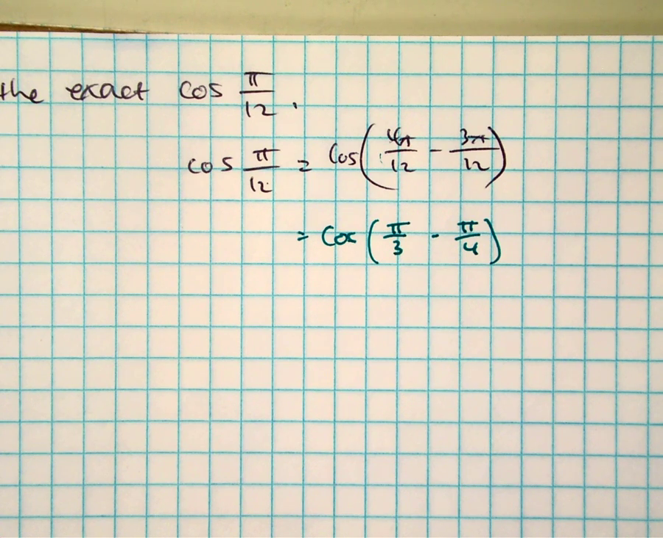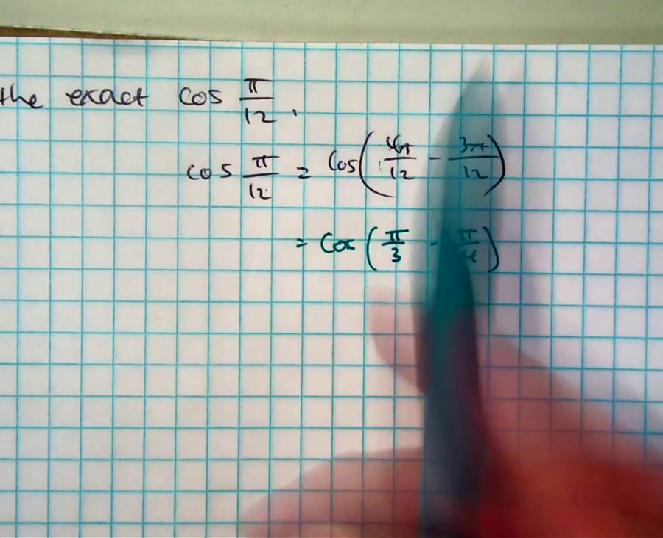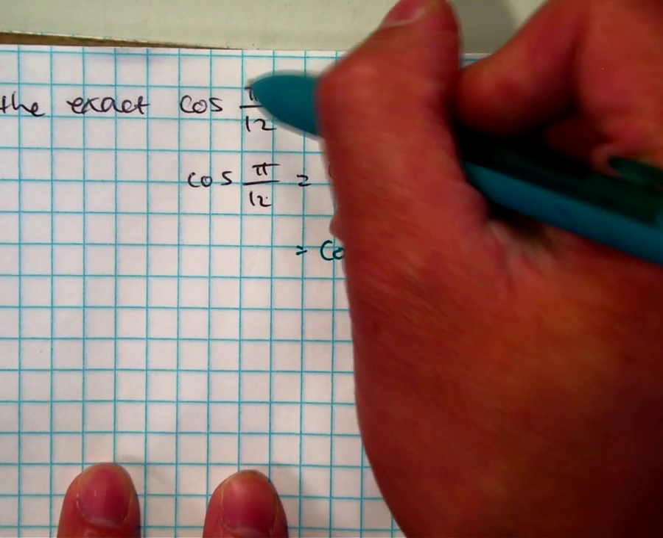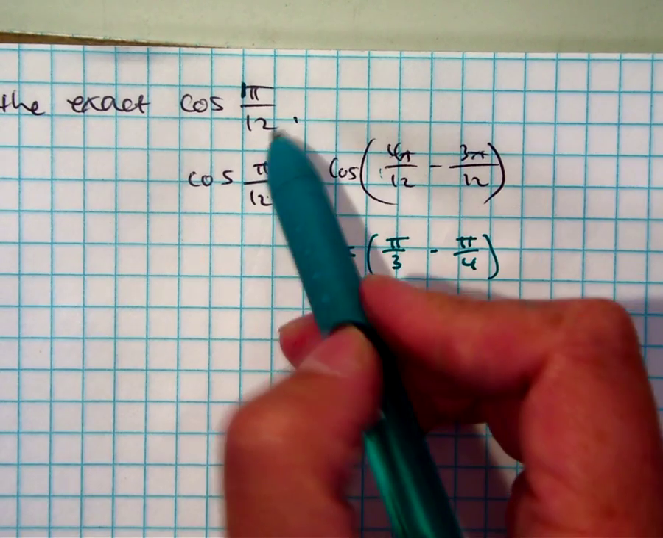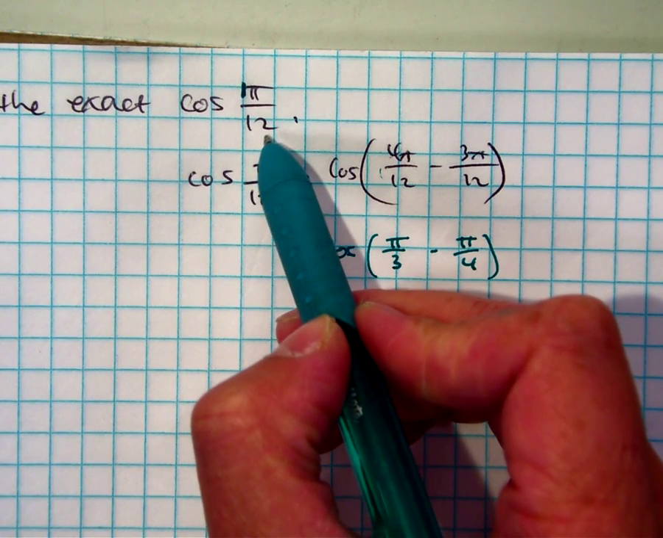Alright, let's go over this problem. So we were trying to find cosine of pi over 12, and it's a fraction, it's in radians, and so I would just like to put everything in denominators of 12.